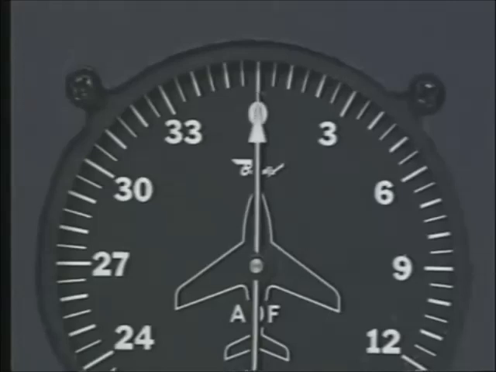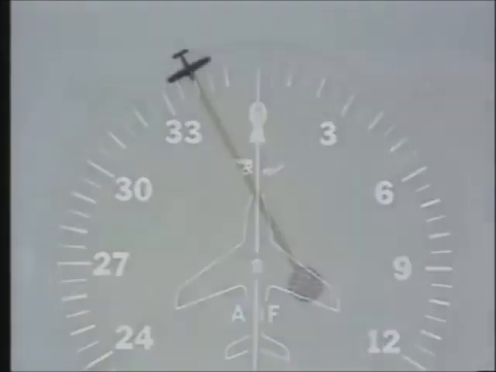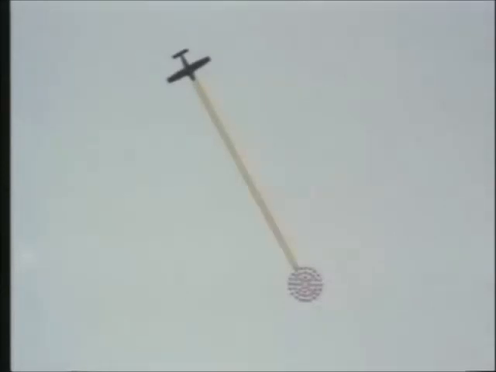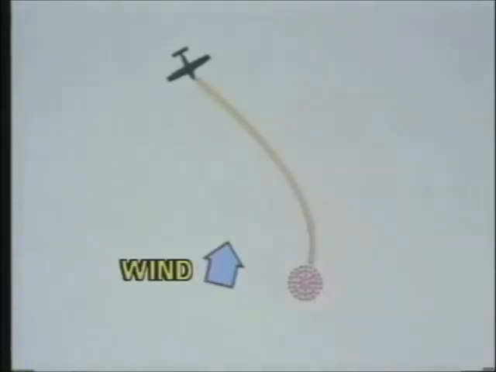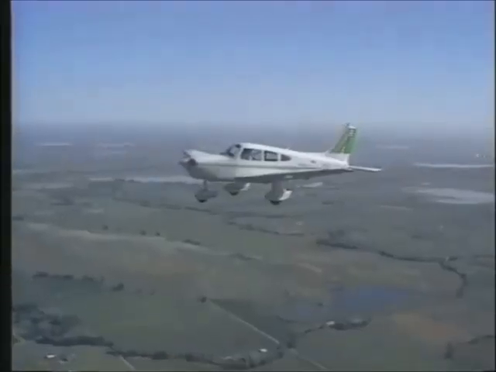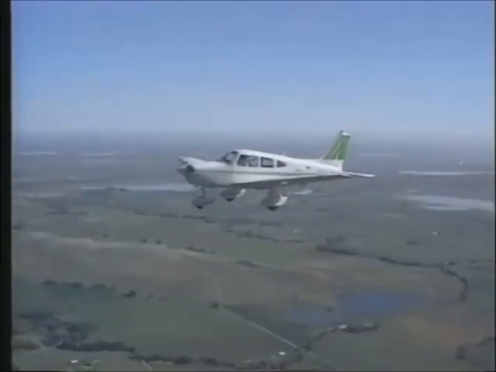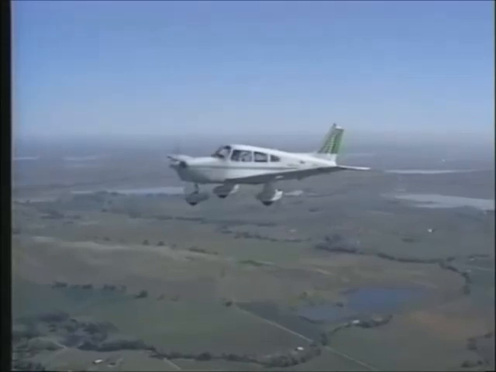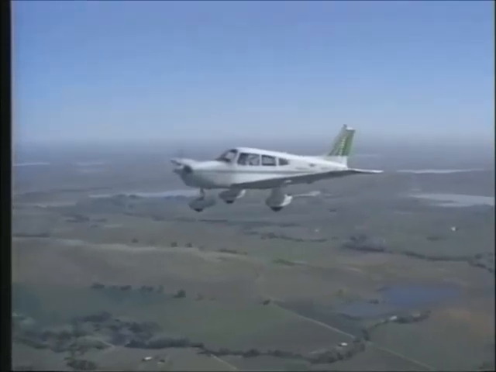If you keep the needle pointed to 0, you are homing to the station. In a no-wind situation, you will fly directly to the NDB. In a crosswind, you will have to make continuous adjustments to your magnetic heading to keep the needle pointing to 0. As a result, your aircraft will travel a curved path to the station. If you want to fly a straight line, you can track a course using a technique similar to the one you used in VOR. Let's look at the procedure.